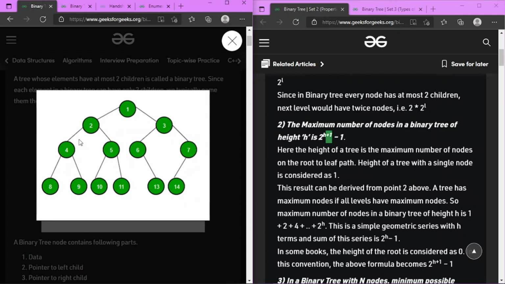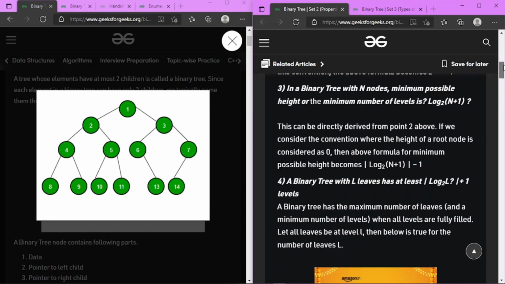So the total number of nodes, the maximum number of nodes in this tree, can be 2 to the power 3 plus 1, that is 4. So 16 minus 1, that is 15. Okay, so let's count 1, 2, 3, 4, 5, 6, 7, 8, 9, 10, 11, 12, 13, and it is less than 16 because these two elements are not present as it is not a full binary tree. Hence this formula is also correct. Okay, so in total it would be 15 if it was a full binary tree.